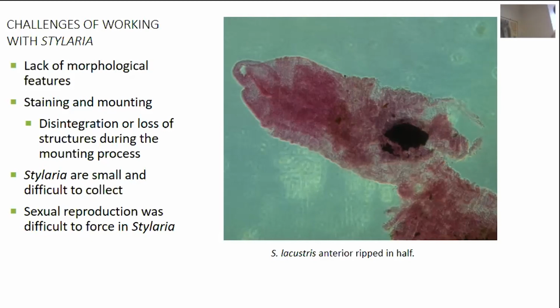And then sexual reproduction was difficult to force in Stylaria. I went based off a paper that said 8 hours of daytime and 16 hours of nighttime, and they should reproduce in about 4 to 5 weeks. I had them on that same regime, and I didn't get my first sexual reproductive organism until about 10 weeks. So maybe that has an influence on the North American individuals, maybe not.